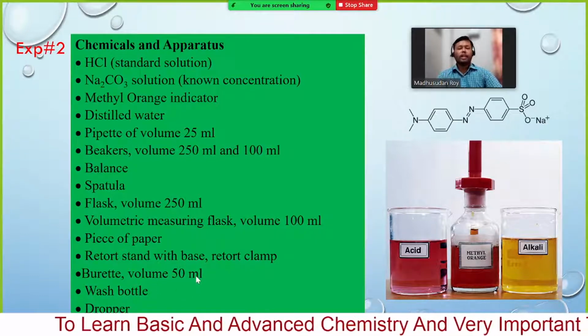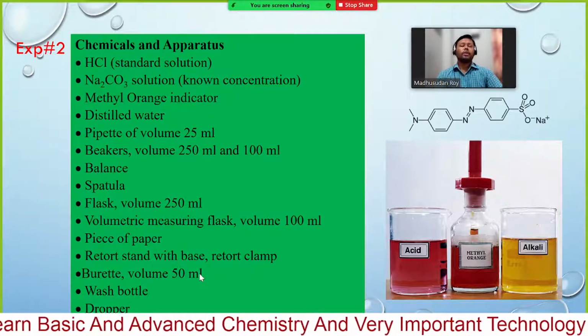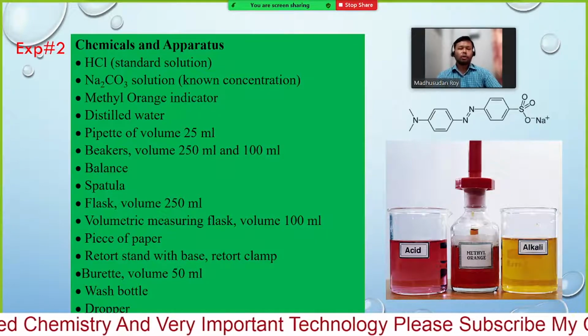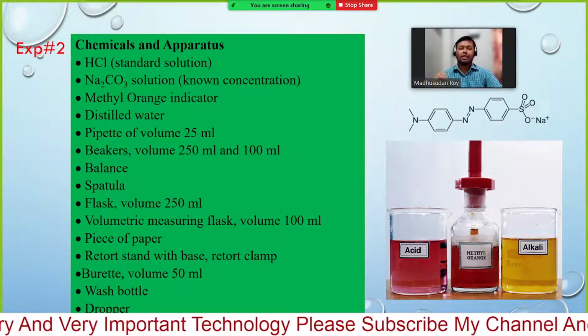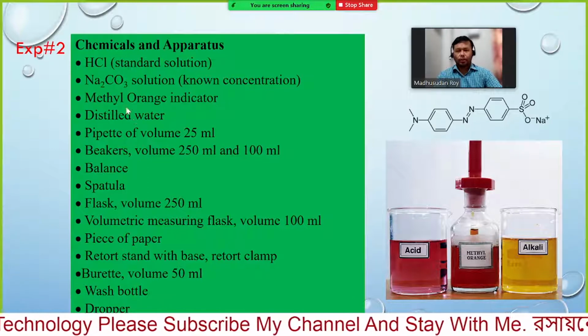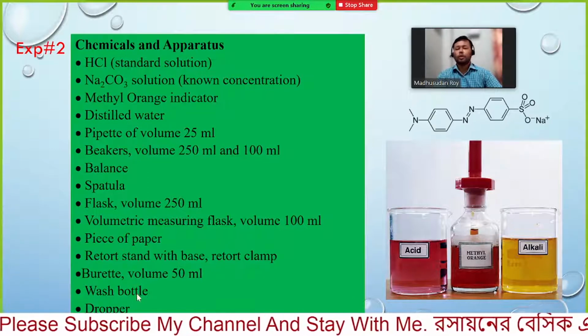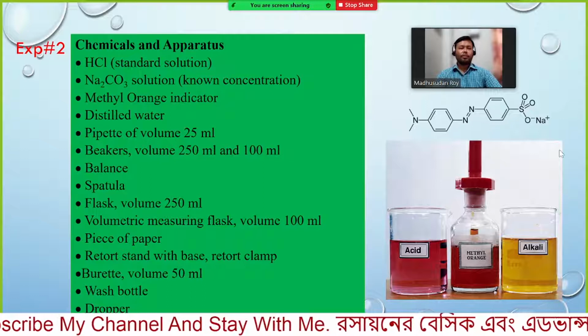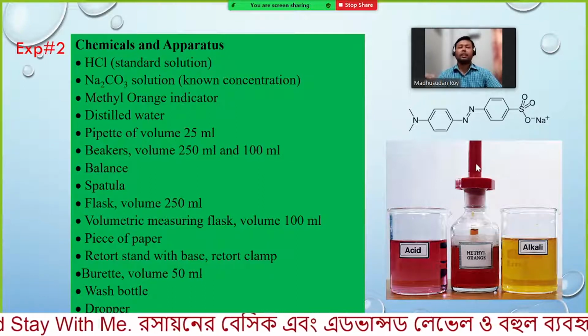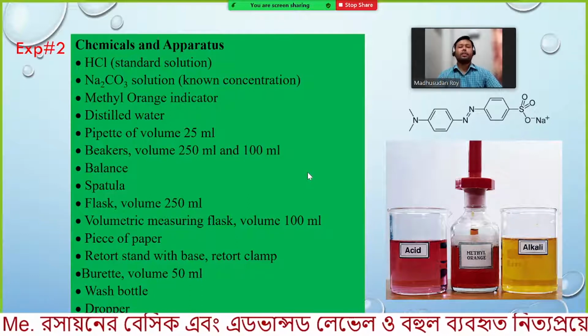A burette of 50 ml. Normally the burette is of 50 ml volume size. A wash bottle to clean or to add some water; distilled water should be kept in the wash bottle. And a dropper like this one, so you can use the dropper to take the indicator.